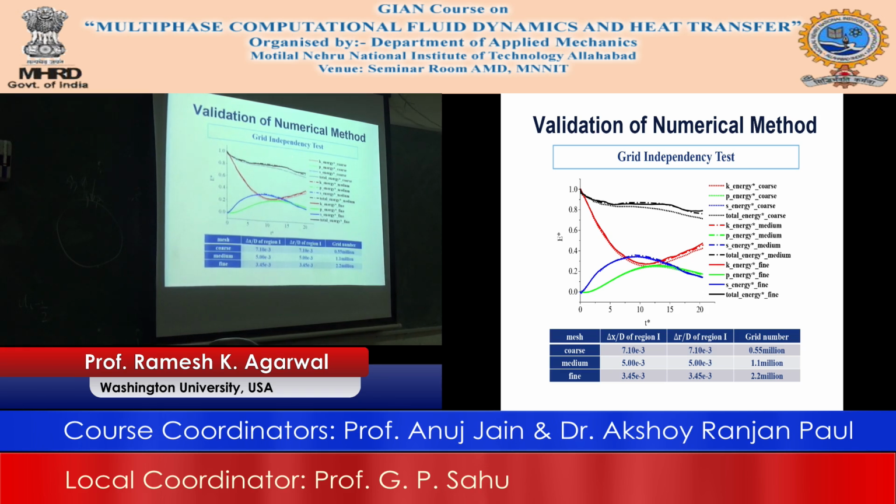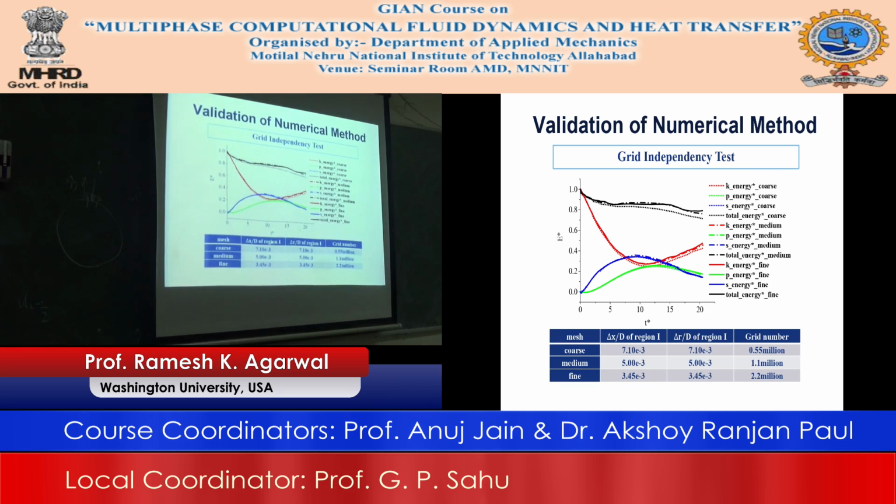your efforts may be doubtful, not by yourself, but at least by a lot of people. So this is a validation study, which is a grid independent study, and what you see here is that there are three types of meshes: coarse, medium, and fine. In regions 1, 2, and 3, this is the size of a mesh cell. The total number of grid points is this. It turns out that we have found that 1.1 million is good enough for the medium mesh.